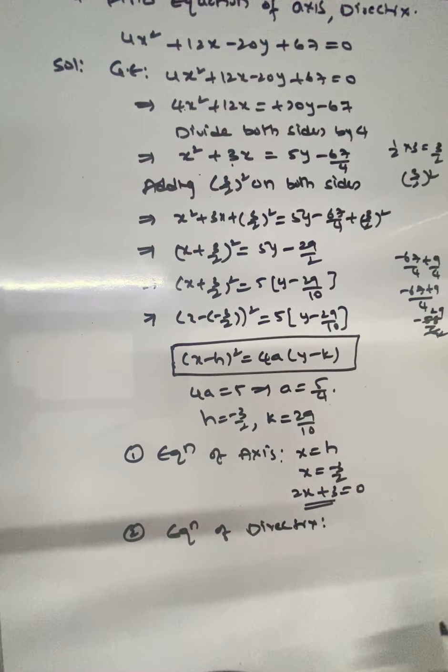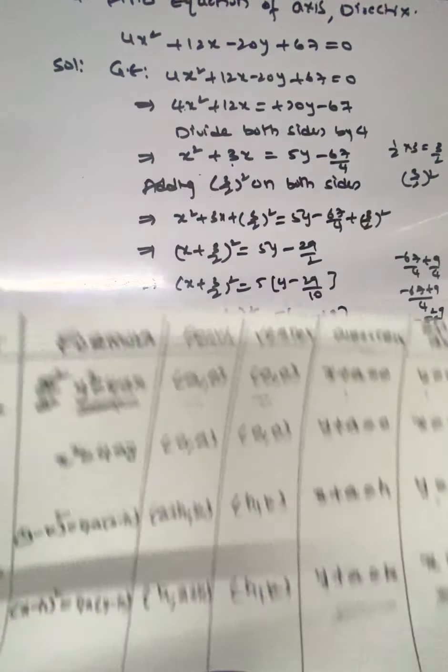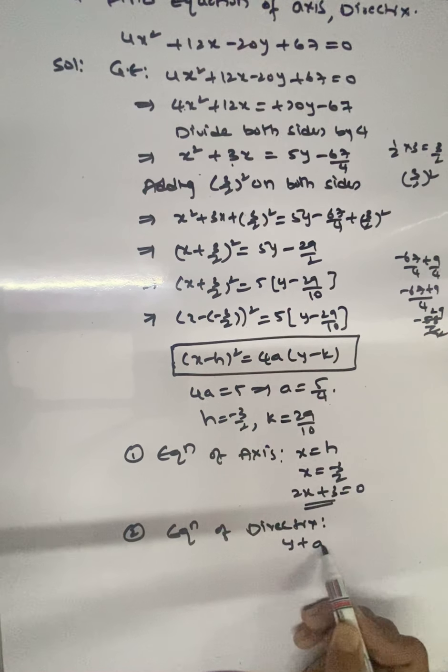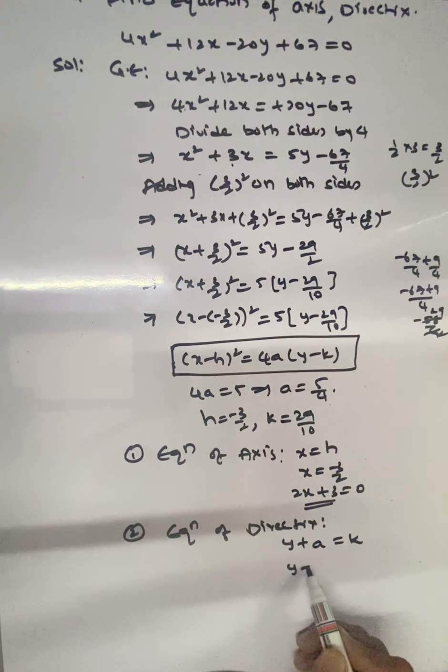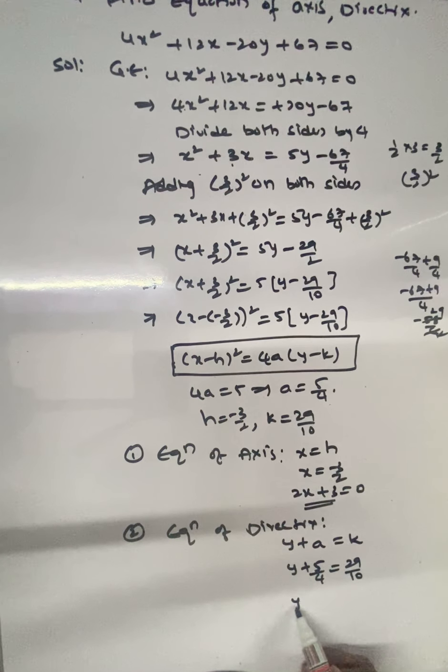Second bit, equation of directrix. To write the equation of directrix, for x minus h whole square, this formula, the directrix is y plus a is equal to k. Y plus a value 5 by 4 equals k value 29 by 10. So y is equal to 29 by 10 minus 5 by 4. You can simplify this one and conclude the answer. After simplification, you will get that.